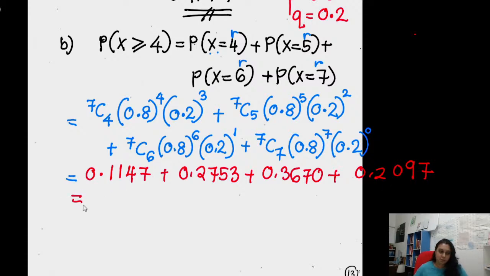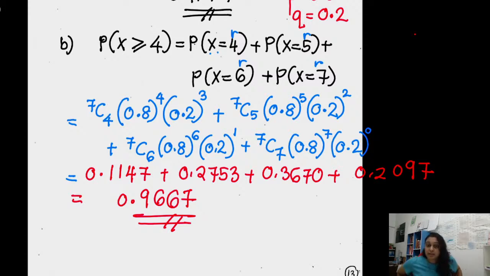Okay, let's plus all this. Kita tambahkan semua ni. 0.1147 plus 0.2753, plus 0.3670, plus 0.2097. Oh, 0.0967. 4 tempat perpuluhan is good enough already. 4 decimal places is okay. Don't give less lah, okay? 4 decimal place, good enough.